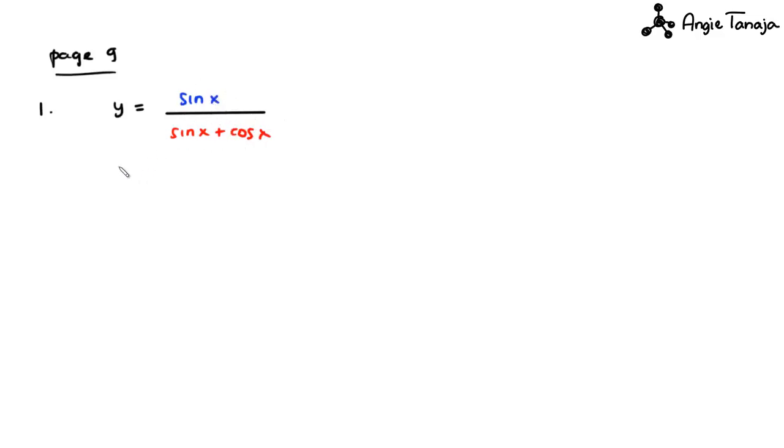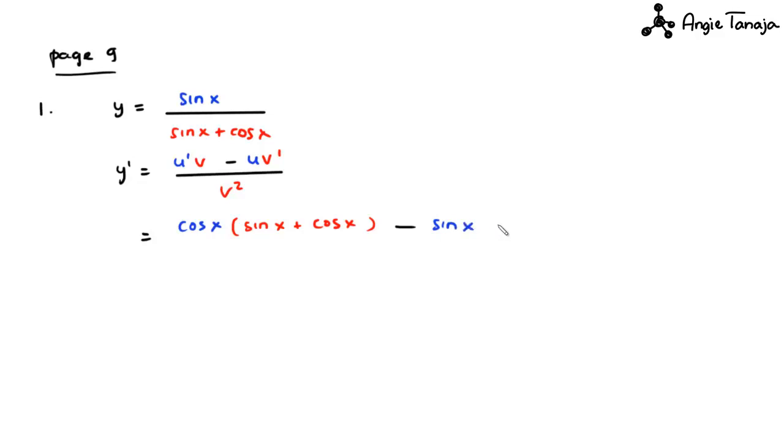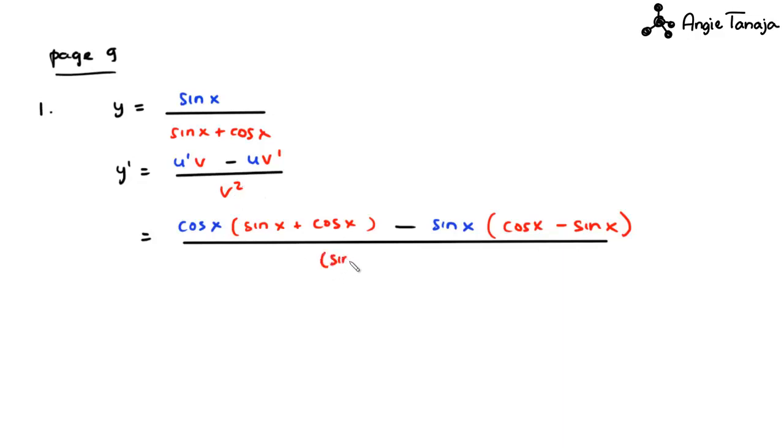Then y prime will be simply u prime v minus u v prime over v squared. The u prime will be the derivative of sine x, which is cos x, while the v I just need to copy, don't forget the bracket. And then negative, u is sine x, and then the v prime will be cos x minus sine x. Just make sure that you memorize it before. And then v here is sine x plus cos x, squared.